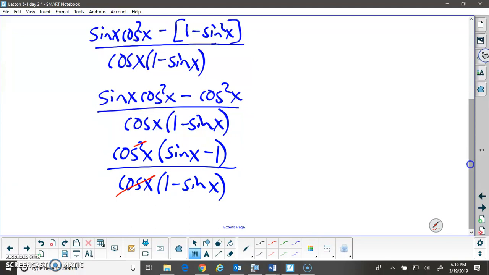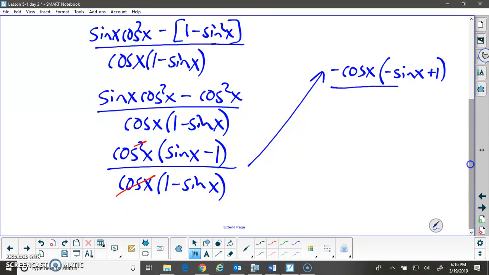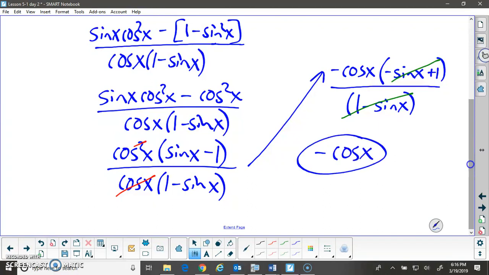And the other thing I'm going to do, this is a little bit tricky. Let me come up here because I'm running out of space. I'm going to factor a negative sign out of that numerator. So this is going to become negative cosine of x times negative sine of x plus 1. Now the reason why I did that, I took that negative sign out because now, if you look, I can cancel this 1 minus sine of x with the negative sine of x plus 1. That's the same thing. So my simplified answer is just negative cosine of x.